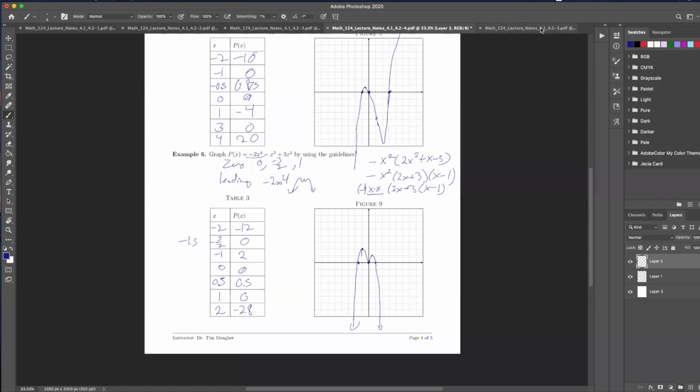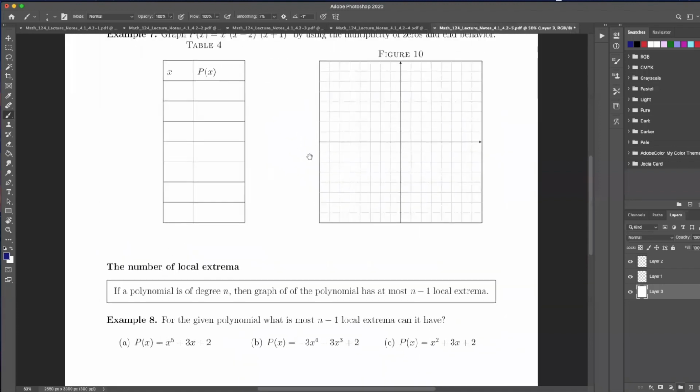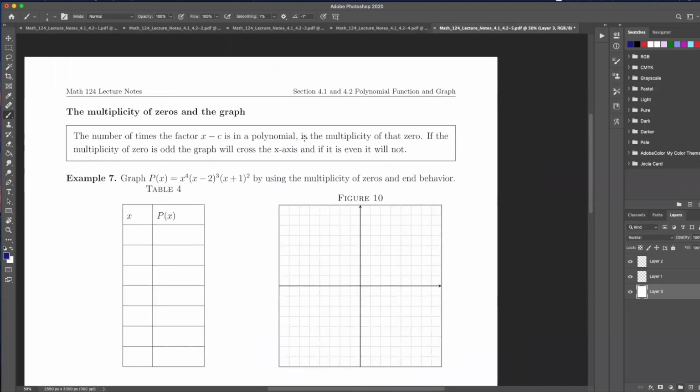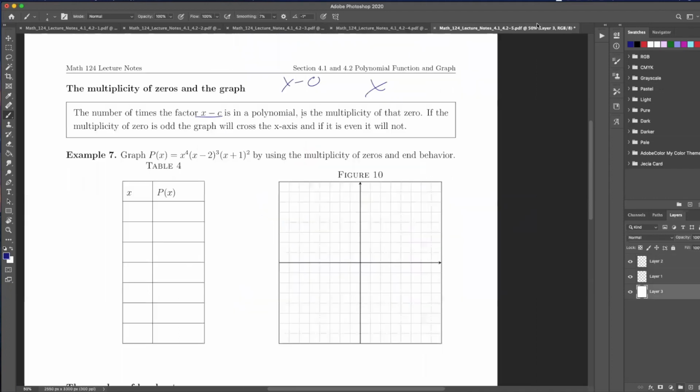All right, so I'm gonna go to the last page. Let me show you this. All right, so the number of times that x minus c factors is the multiplicity of that 0. So here I had x minus 0, which is just x. This factored twice, right? I could pull out one x, and then I could pull out another x. And so it came out twice in this case. And so there's multiplicity of 2. If the multiplicity of 0 is odd, the graph will cross the x-axis. If it's even, it will not. And so usually I say it crosses or it bounces, right? It'll bounce.